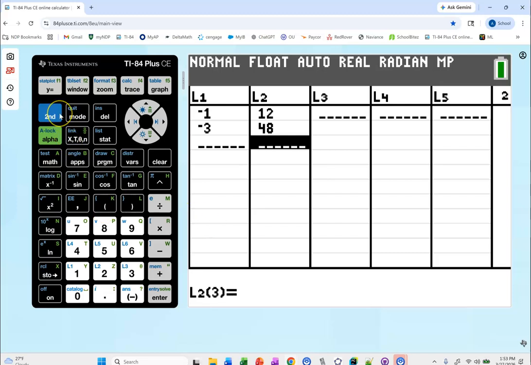What I'm going to do now is I want the calculator to write an exponential equation from these 2 points, right? Hey, didn't we do something like this way back in chapter 11 when we wrote all those regression equations? Yeah, that's exactly what we're doing.